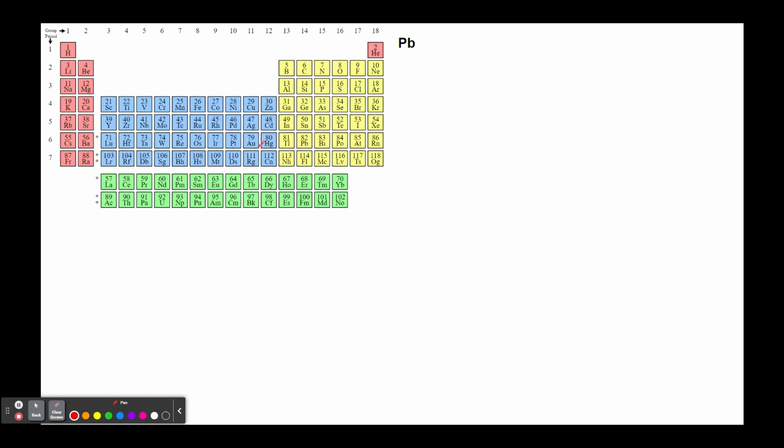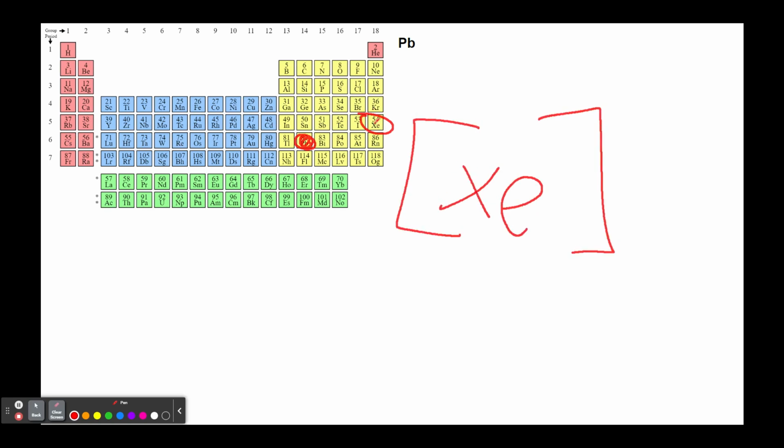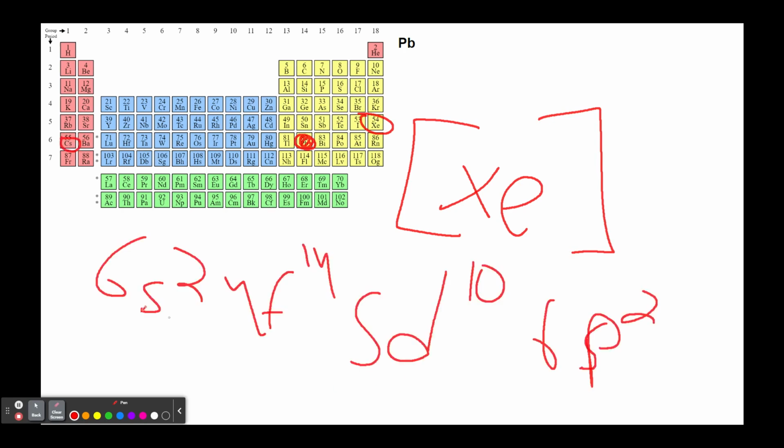So we see lead. Lead's right here. For the abbreviated one, we need its noble gas core. So we look back to the nearest noble gas, which happens to be xenon. So we write that in brackets like that. And then we just start from here. So there you go.